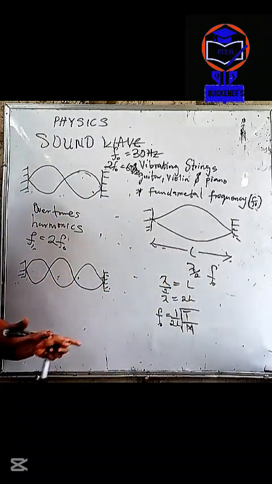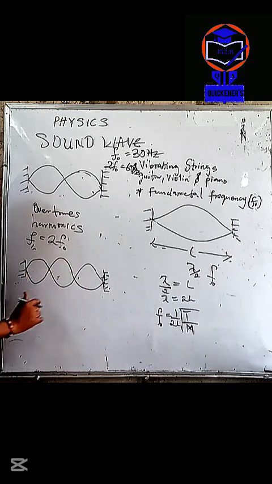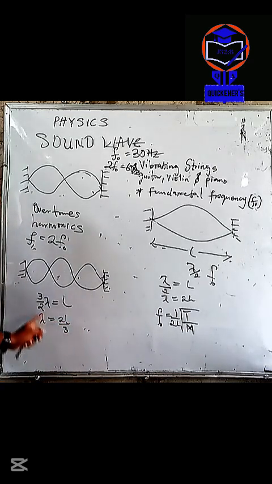Or you can do it another way. Another way to analyze this is to see how many lambda is here. This is 1.5, which is equal to 3 over 2. So 3 over 2 lambda is equivalent to the length L. When you cross multiply, that means the lambda is 2L over 3. Can you see that?